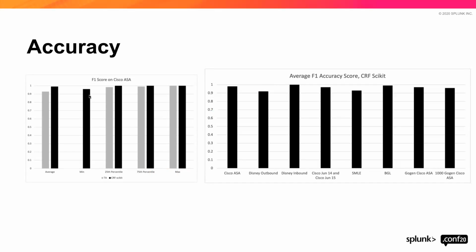But if you look at where the technical add-on does worst, we are much better, right? The dark bars are the machine learning model. The light bars are the human-written TAs. And this is not just true of one kind of data set, it's true across a variety of data sets. Across a variety of data sets, we can achieve very high accuracy.